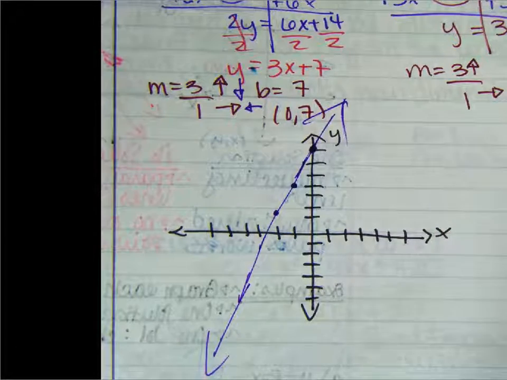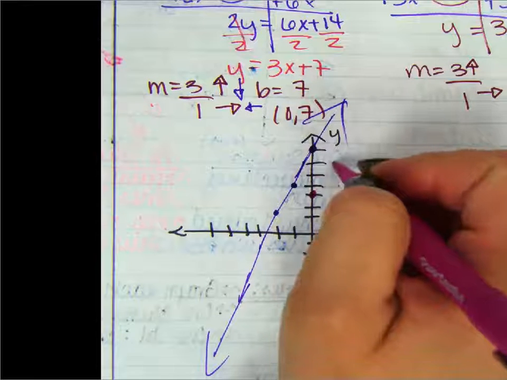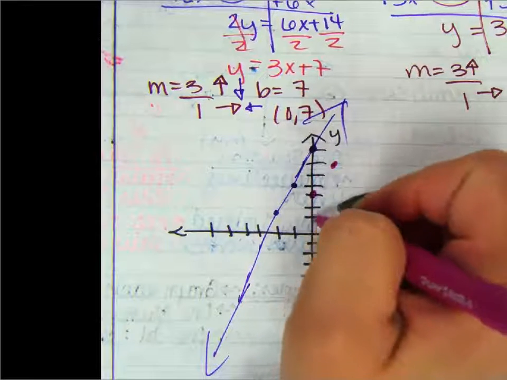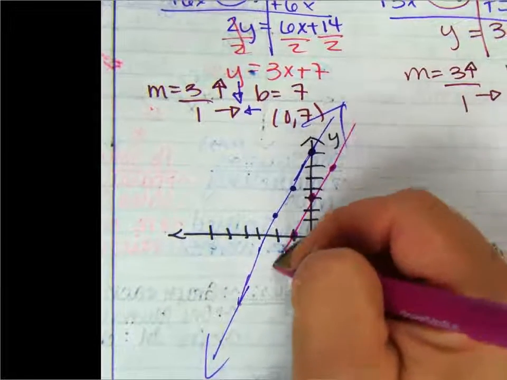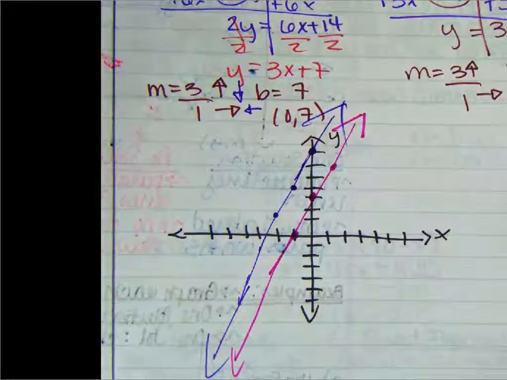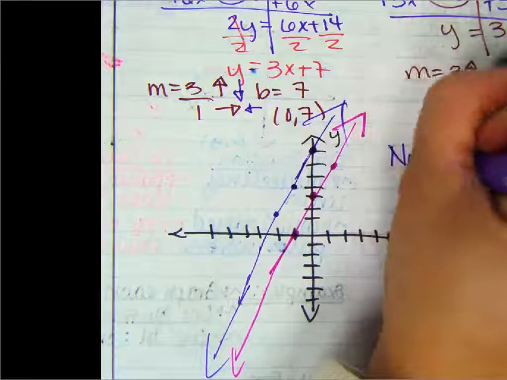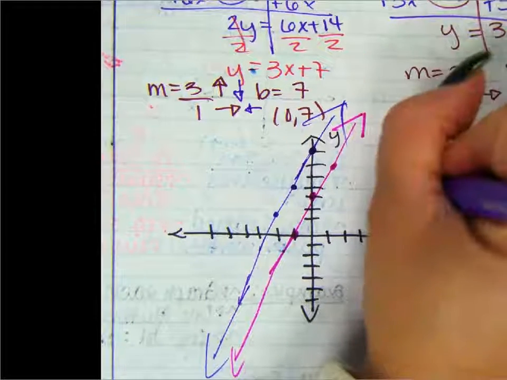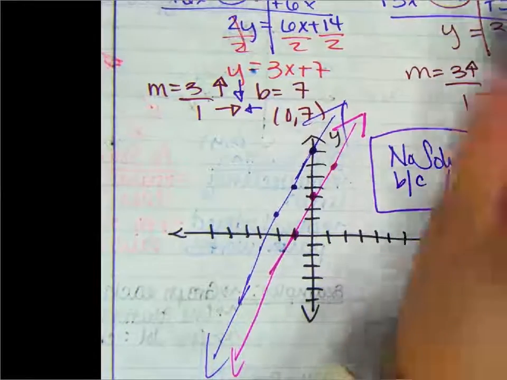And I'm going to graph the second one. The second one starts at 0, 3, so it's right here. This one says go up 3 and to the right 1. And I've run out of room, so I'm going to go backwards again. And I see that I have two parallel lines. So my answer is no solution, because why? Because the lines are parallel.